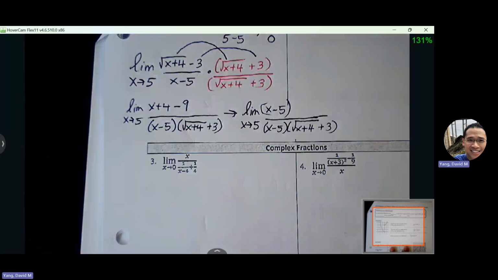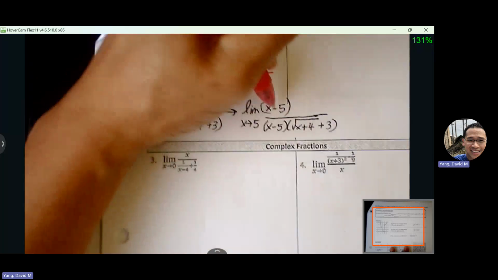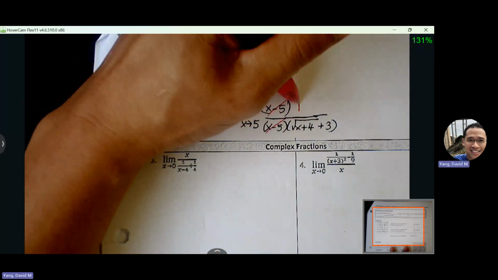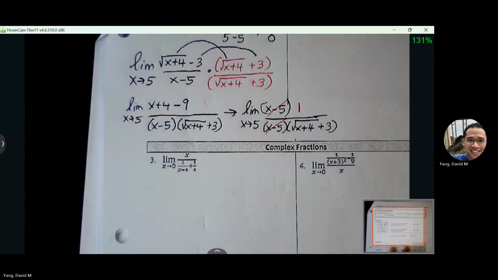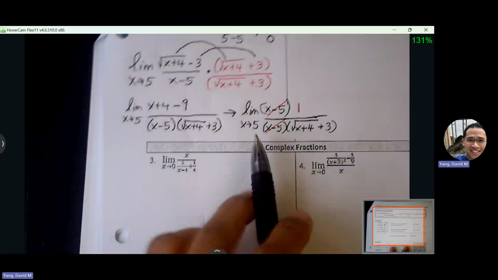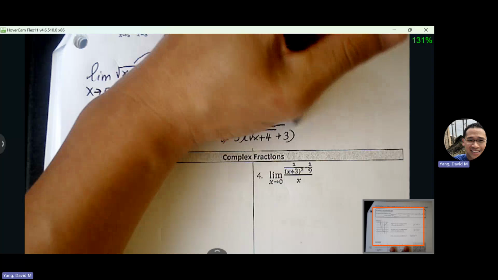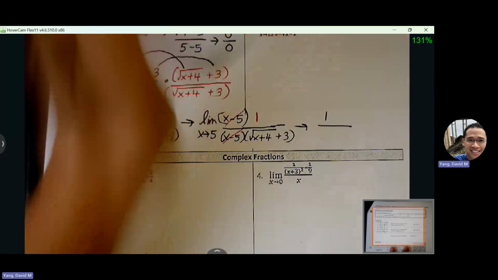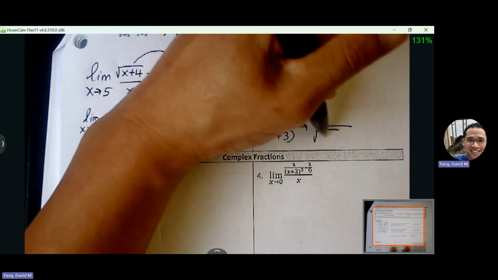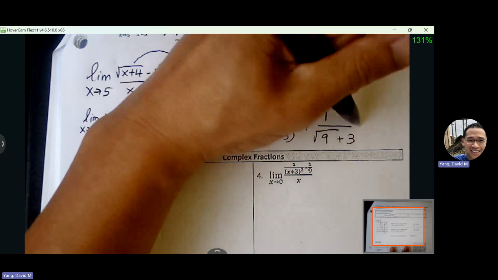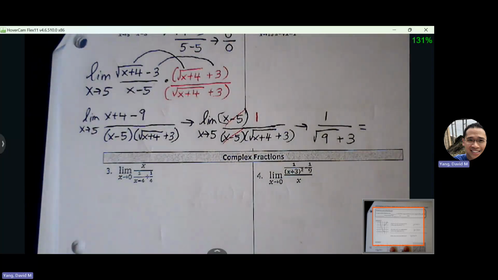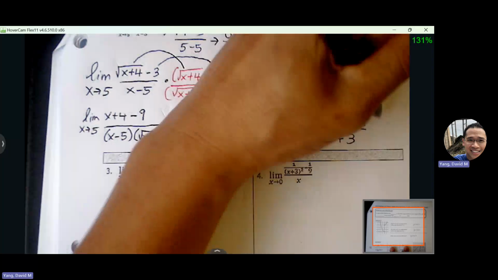So like you said, x minus 5 will cancel out, and there's a leftover 1 up top. And now that we're in the clear, we know that 0 over 0 has been removed. We can now reevaluate the reduced expression, and that should take us to our true limit. Okay, so plug 5 into the remaining expression. Numerator stays as 1. Denominator, we get root 9 plus 3. And so we end up with what? 1 over 6.